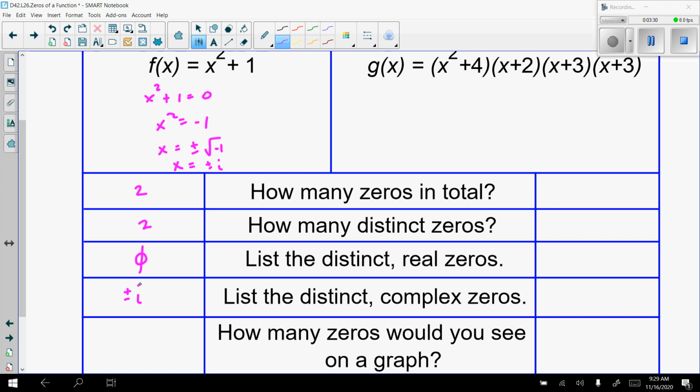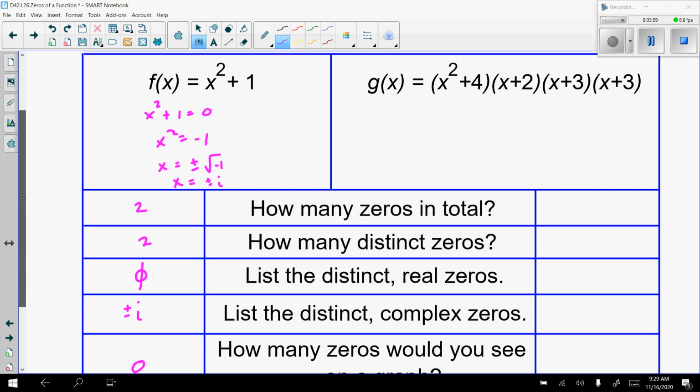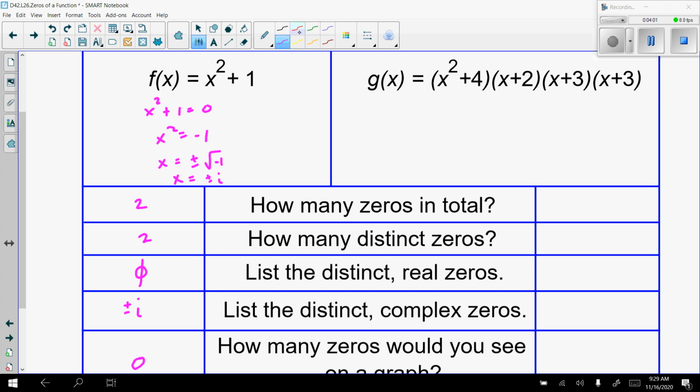And now, how many zeros would you see on a graph? Because these zeros for this function, x squared plus 1, are both complex zeros, therefore we will not see any zeros. We will see none. No zeros will appear on this graph if we were to graph this, because they are complex. Now let's look at the next example to the right.